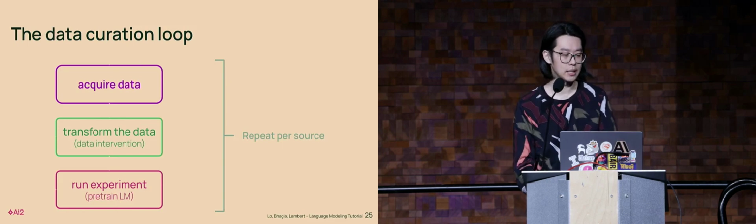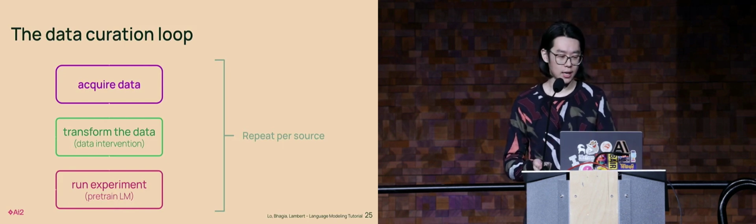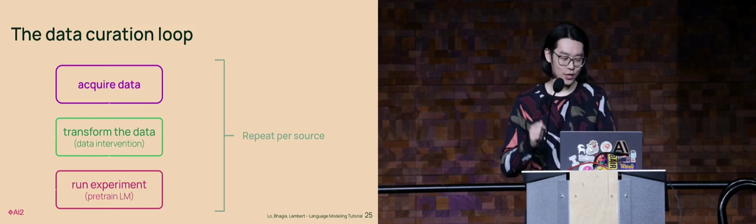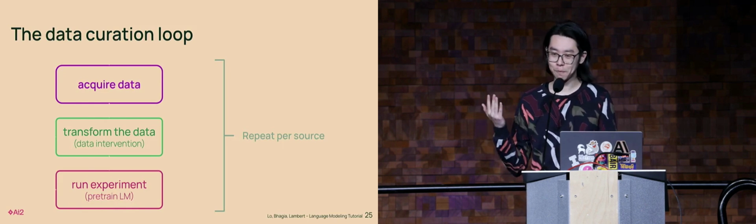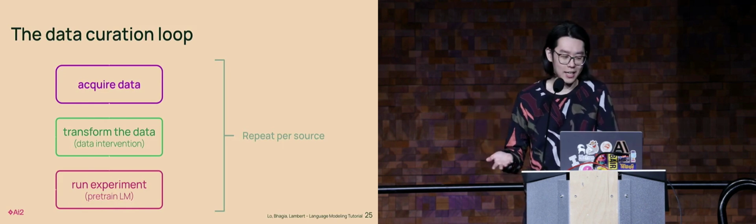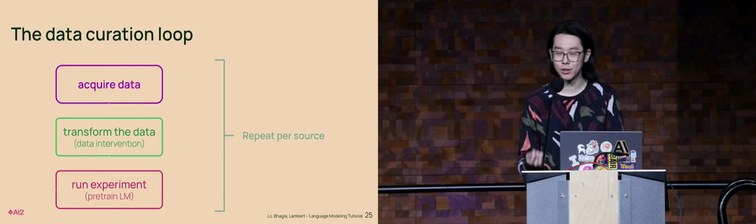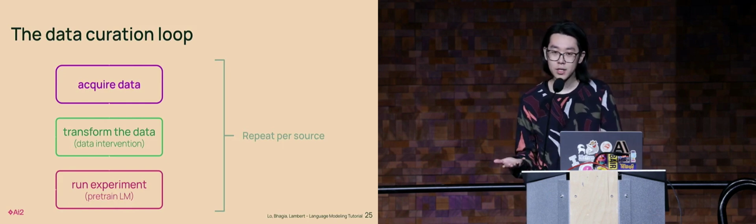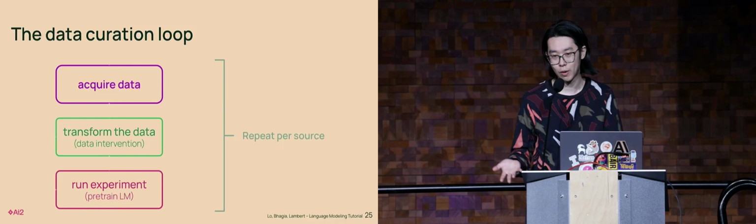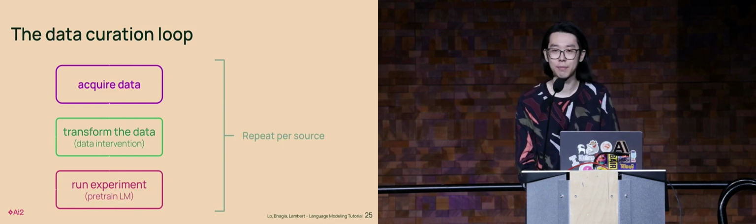Okay, we have language modeling data. Let's think about how you curate this data. I call this the data curation loop, which is you have to do these three things to make any data set. You have to get the data, acquire it. You have to then transform the data in some way, which we call data interventions. And then you validate your intervention by pre-training a language model. Then you evaluate the language model, oh, that's pretty good, and then you transform the data again. You keep redoing this until you end up with your great data set at the end. And maybe per source, like your GitHub code and your web crawl data, you repeat this separately for each source.